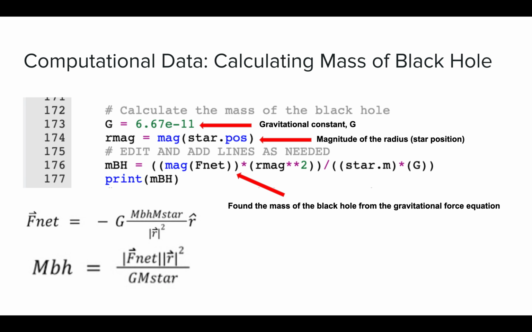Now that we have all of our components calculated, we can now solve for the mass of the black hole by using our gravitational equation, where the mass of the black hole is equal to F net times r squared divided by the gravitational force constant and the mass of the star.